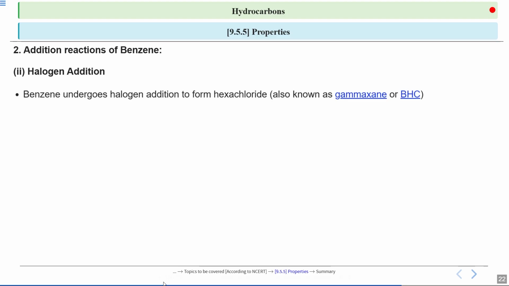When benzene reacts with chlorine, it forms a compound called benzene hexachloride. This compound is also known as gammexane or BHC. It is important to remember these alternative names because they often appear in exams or textbooks. Here you can see the chemical equation for this reaction. Notice how three chlorine molecules are added to the benzene to form benzene hexachloride. And here we are using light or UV conditions and not dark conditions, which was the case in electrophilic aromatic substitution.